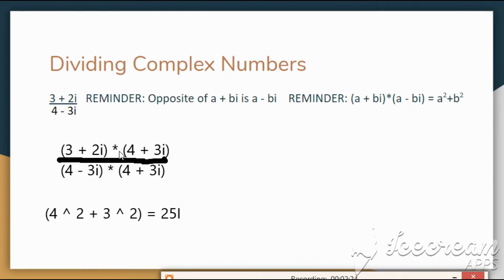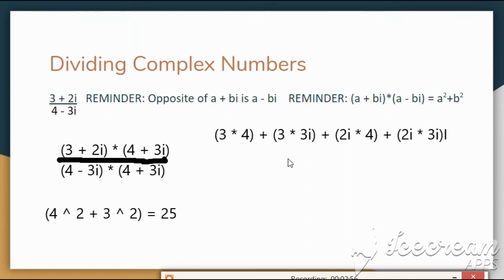Now, this looks awfully a lot like the multiplication, so what we have to do is just FOIL it. If we write this out, we multiply the first term by the other 2 terms in the second complex number. So we would do 3 times 4 plus 3 times 3i. And then we also have to do it with the second term in the first complex number. So we would have 2i times 4 plus 2i times 3i.